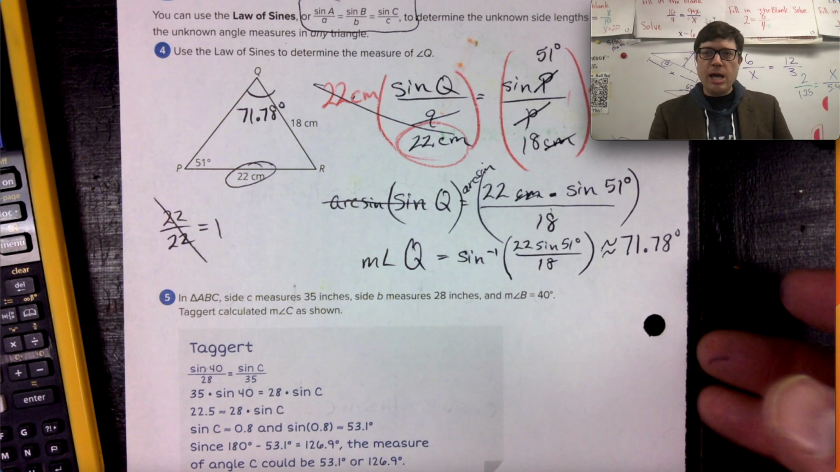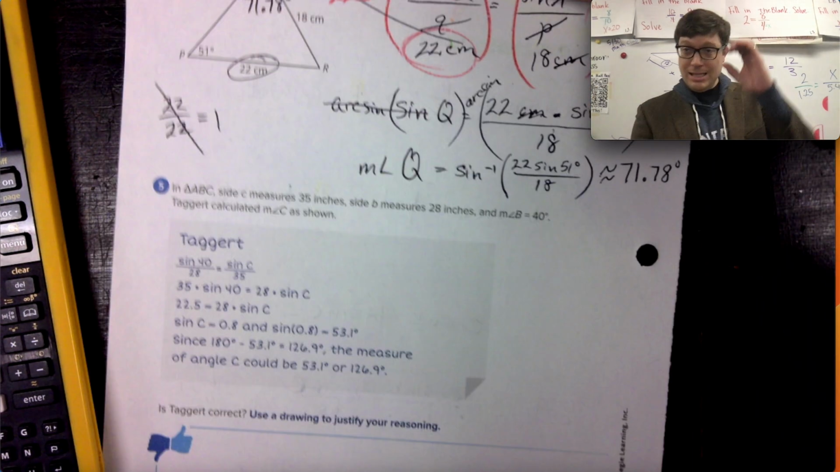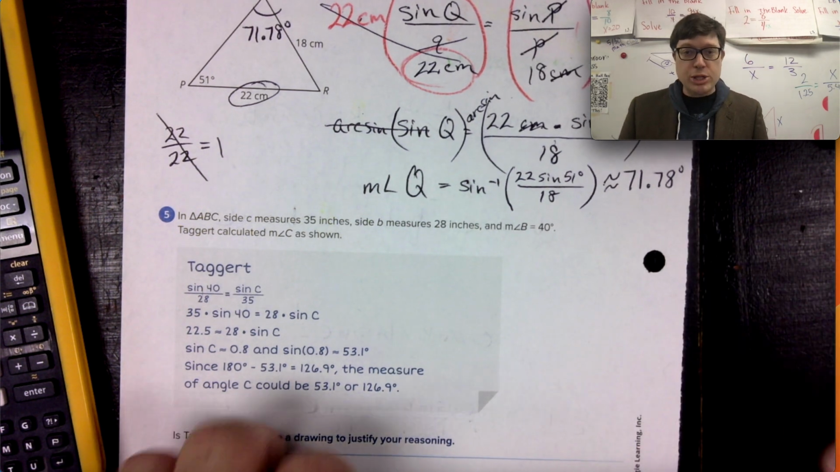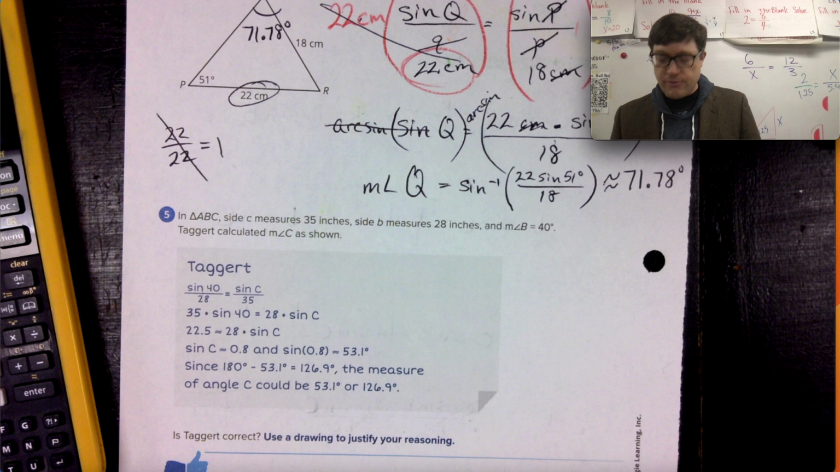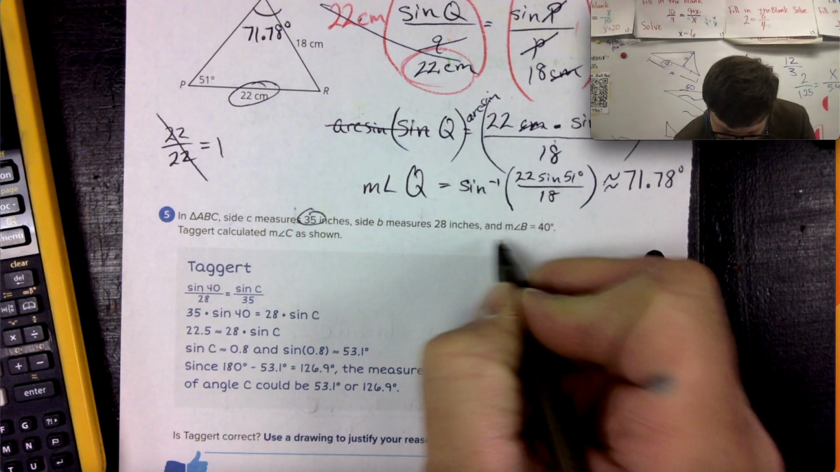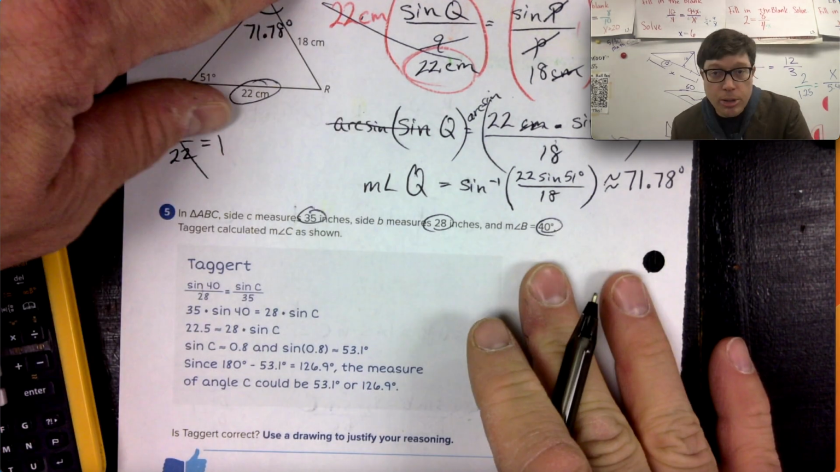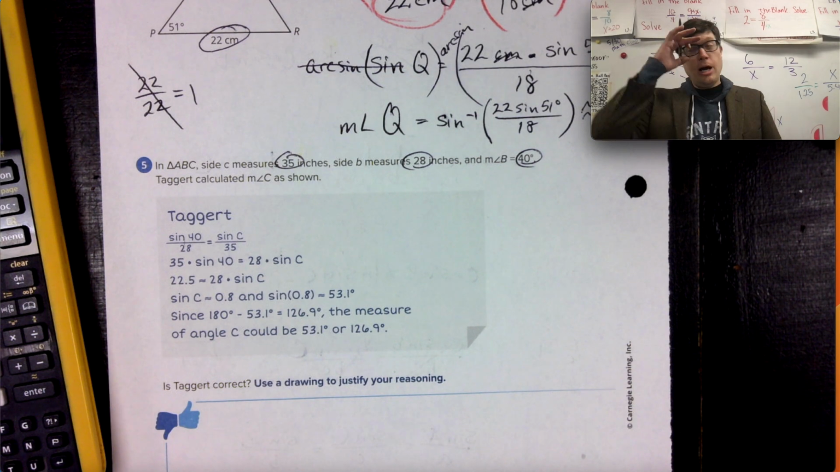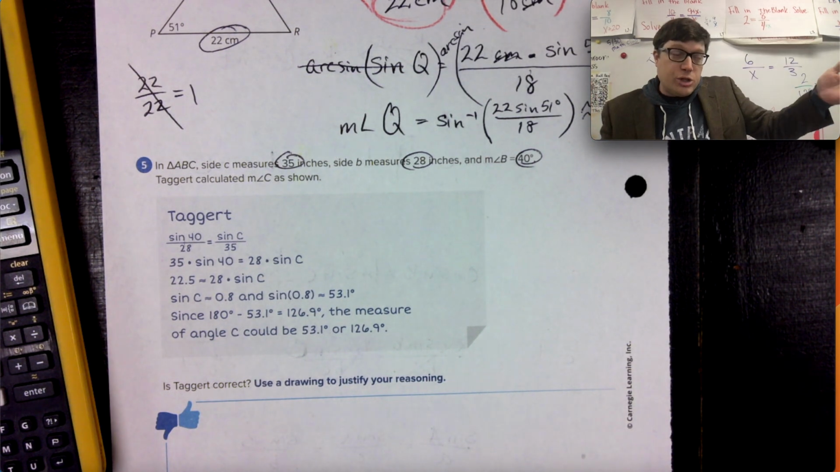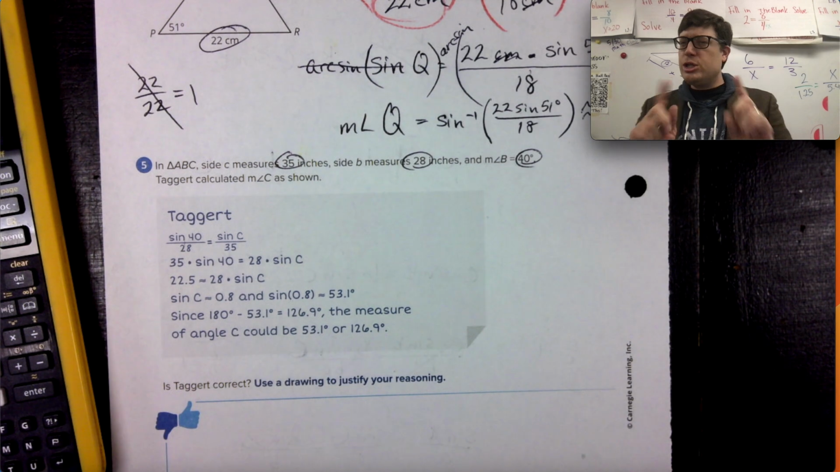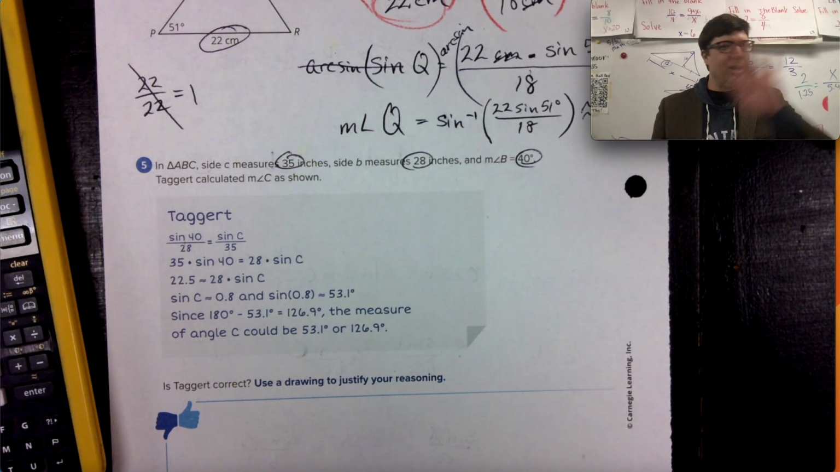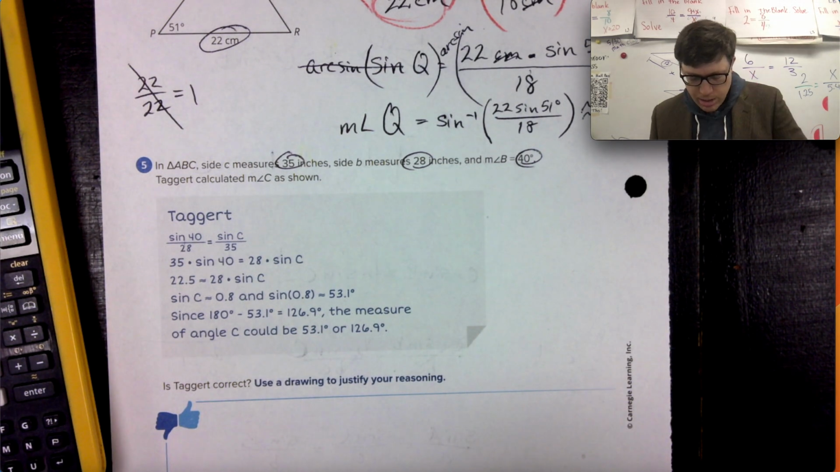Question 5. In triangle ABC, side little c measures 35 inches, and side B measures 28 inches, and the measure of angle B is 40. So we can take this, and this, and put them into the law of sines formula. We only need two fractions, by the way. I know there's three because there's three sides of a triangle and three angles of a triangle, but we only need two sides and angles that are across from each other to make the law of sines work. We don't need all three fractions, just the two that work for us.